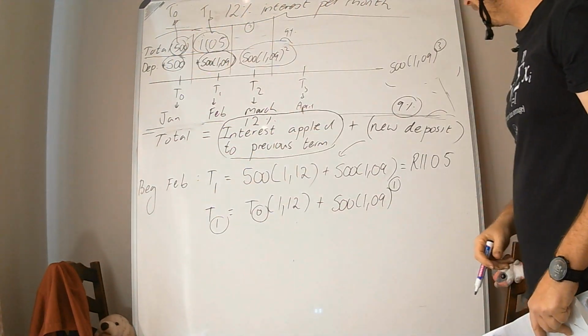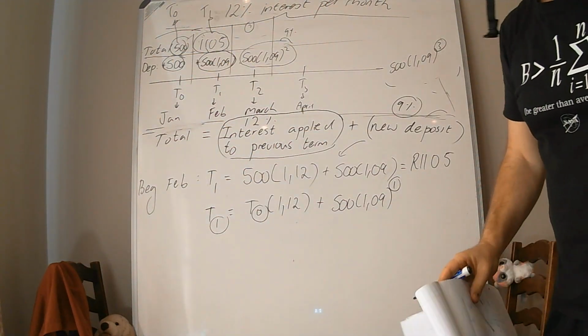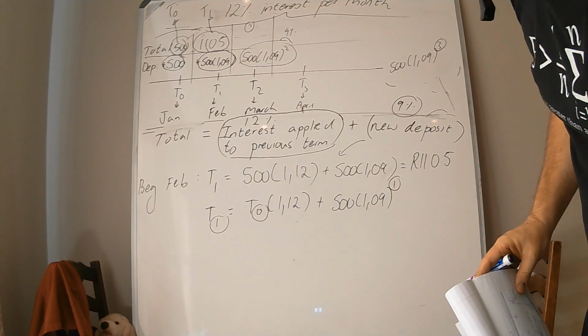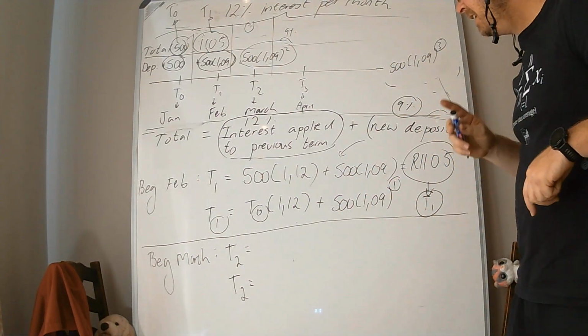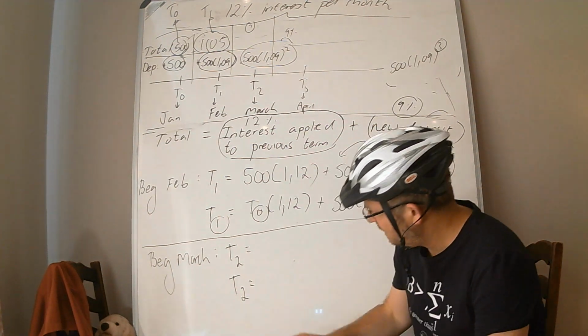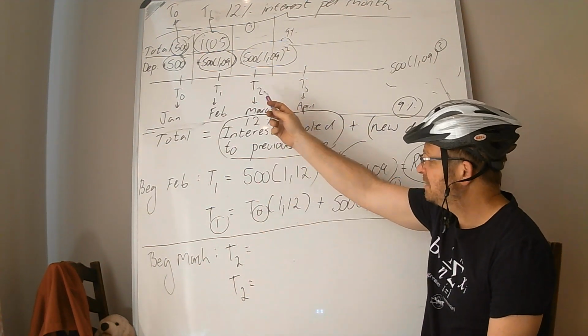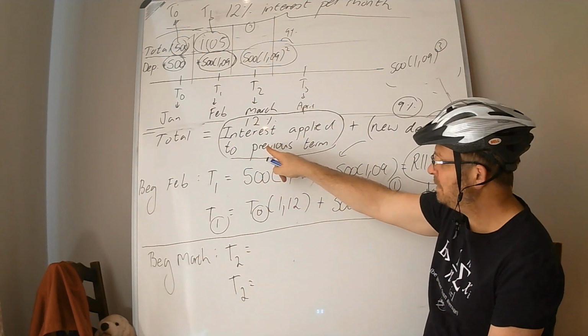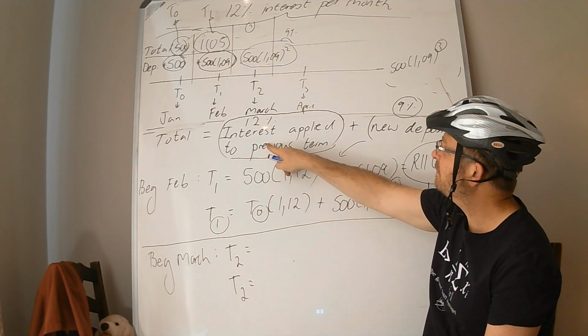Okay, so go figure out by doing a similar thing. How much is in the account at the beginning of March? Right, Mswalo, you're going to do the next one for us. The question is, how much money is in the account at the beginning of March? So the beginning of March is at T2. So the principal is, how much money is she going to have at the beginning of March?